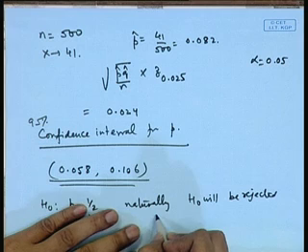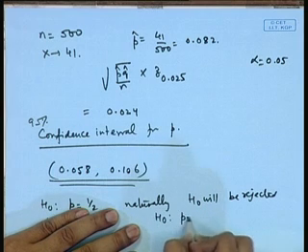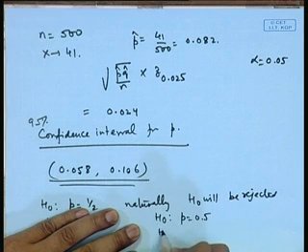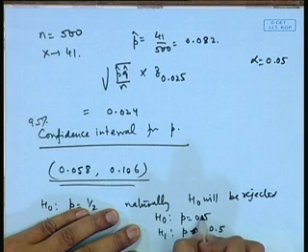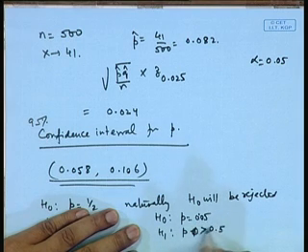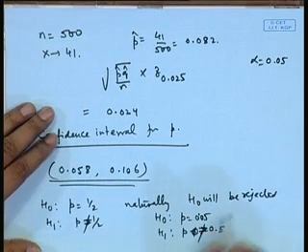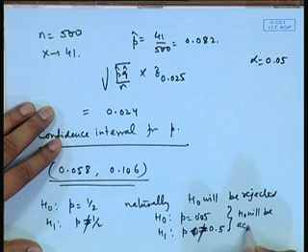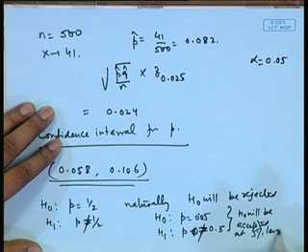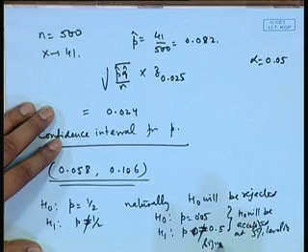On the other hand, if we are considering the hypothesis, say, p is equal to 0.05 against H1: p is greater than 0.05, or p is not equal to 0.05, then this will be accepted. This H naught will be accepted at 5% level of significance.